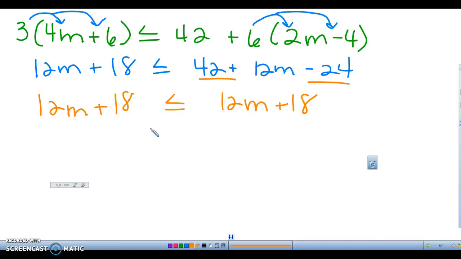When I have two things that are equal to each other, and I want to know what m is, I say that m has infinitely many solutions, or IMS.